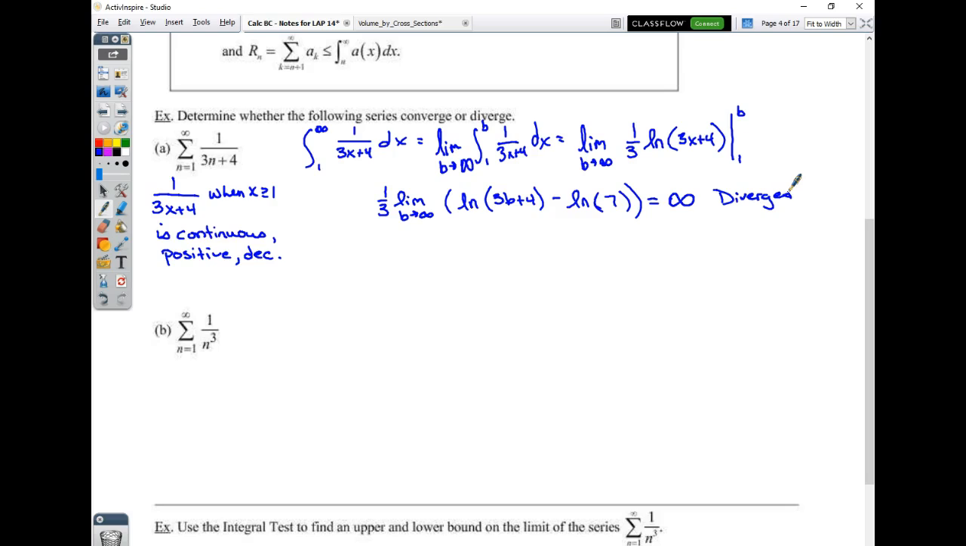Since 1 over 3x plus 4 is continuous, positive, and decreasing when x is greater than or equal to 1, and the integral from 1 to infinity of 1 over 3x plus 4 dx diverges, we can make a final statement that the series diverges by integral test.